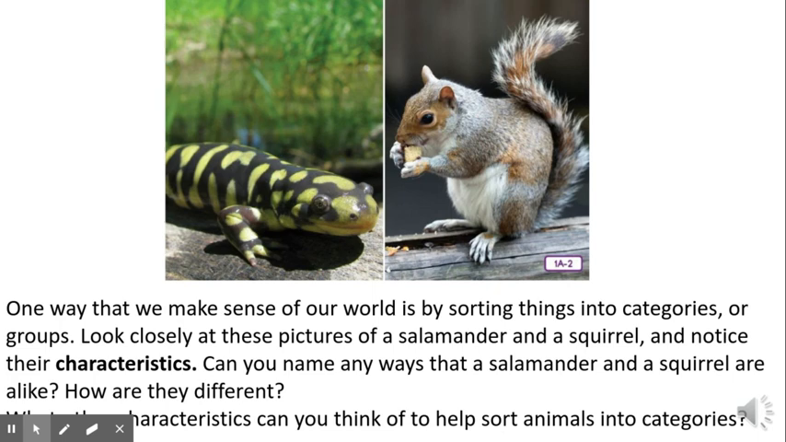So we can see that they both have eyes, they both have legs, right? And nostrils. We see they can both walk. They can both breathe air because they're on land. We see that. What other characteristics can you think of to help sort animals into categories? So scientists use different categories to sort animals.